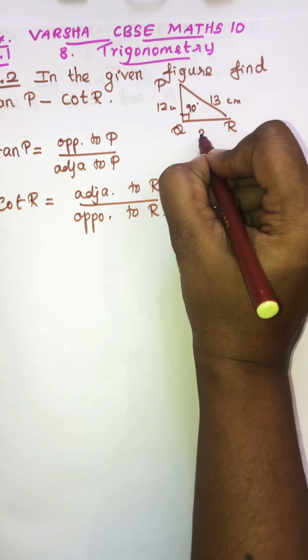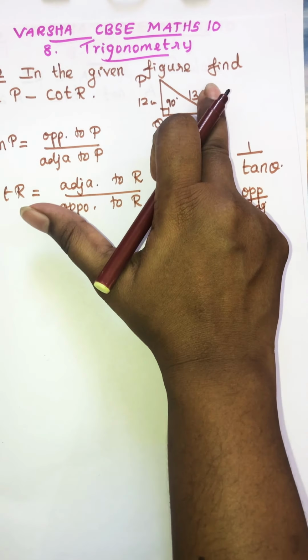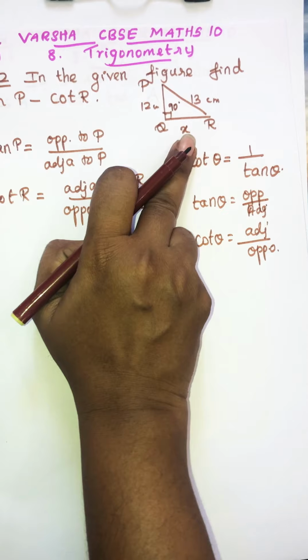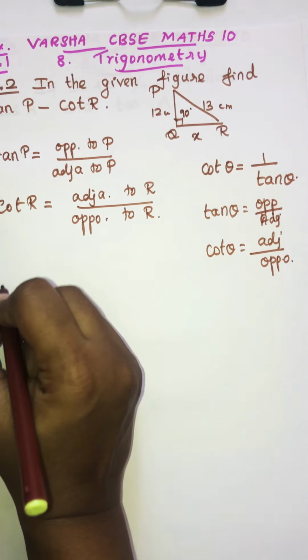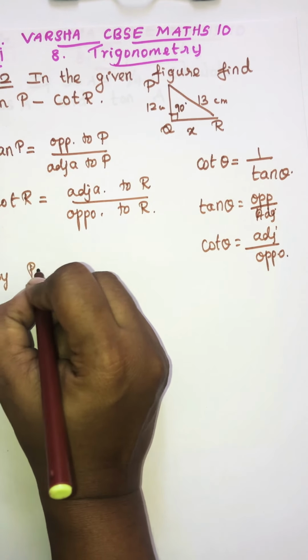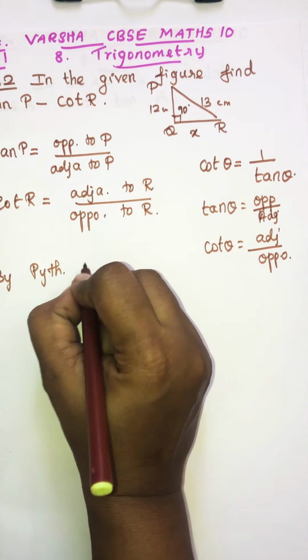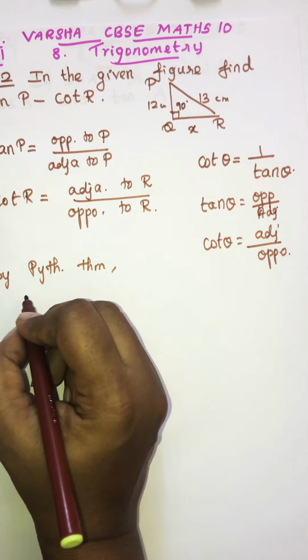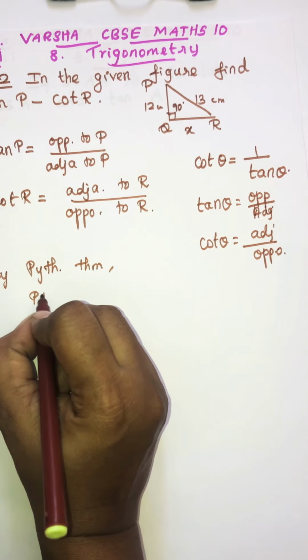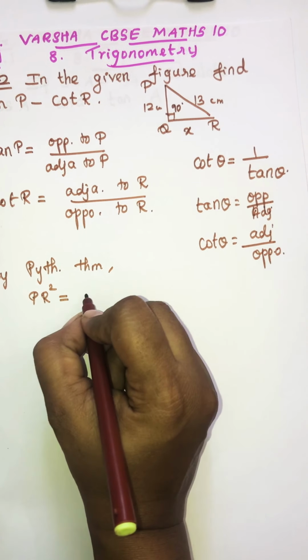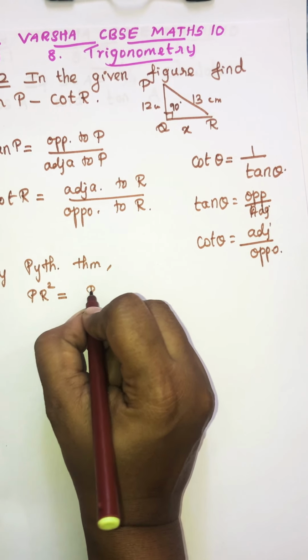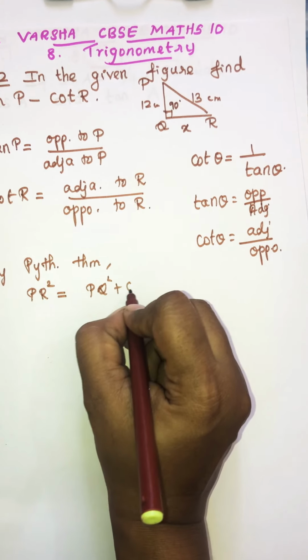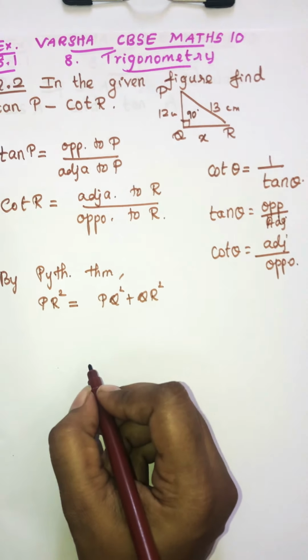See, in the sum, one of the sides is not given, but the hypotenuse is given, and of the other two sides, one is not given. So by the Pythagoras theorem, hypotenuse square, that is PR square, equals the other two sides squared. What are the other two sides? PQ square plus QR square.